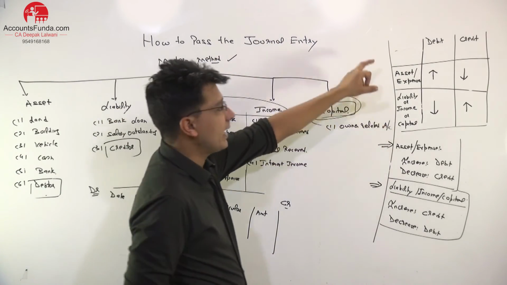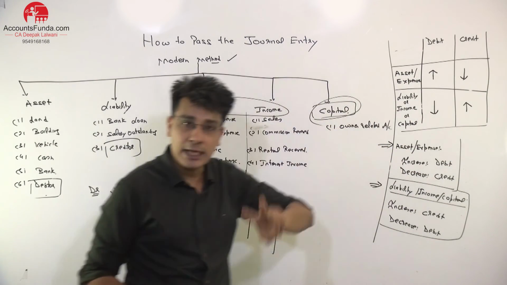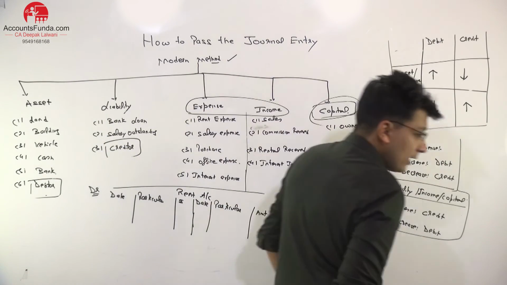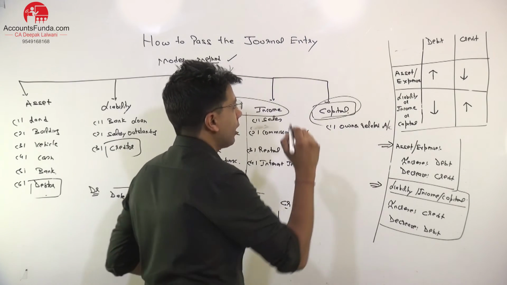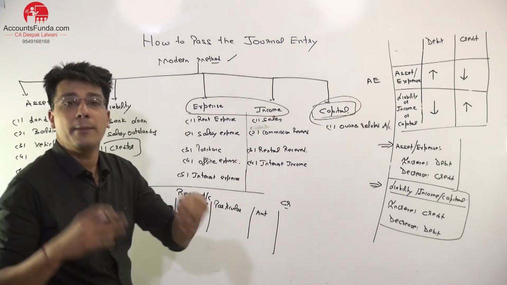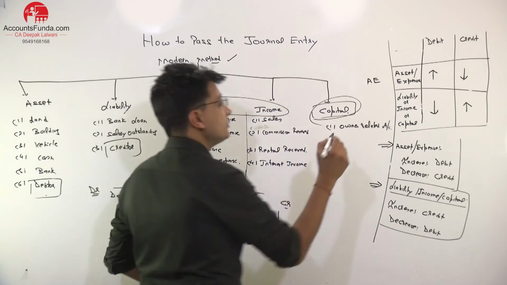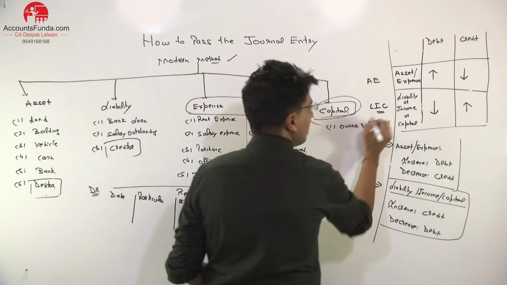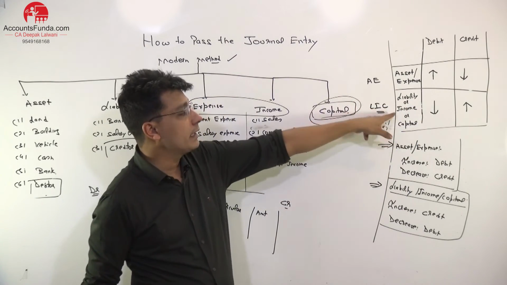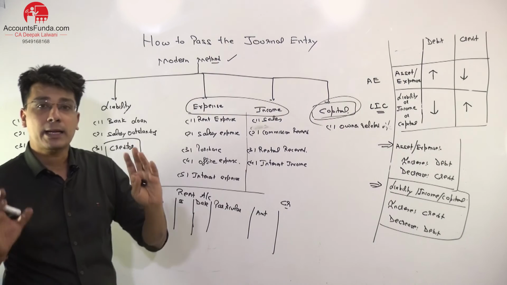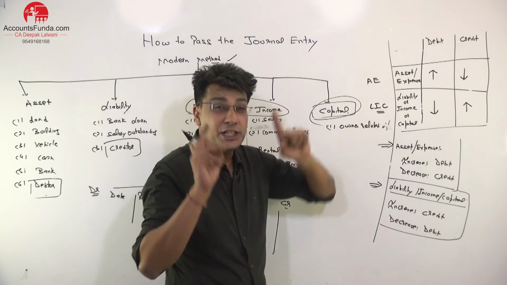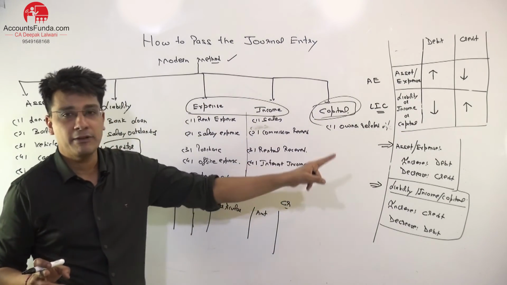Now I have already explained the rules of the modern method. Asset and expense have the same rule, and liability, income and capital have the same rule. If you need to remember this, I have one more option. Asset and expense, you can write AE, like American Express Bank, and this you can say LIC, Life Insurance Corporation: liability, income and capital. Income includes the profit part, and if the company incurs a loss, it is covered under expense. So asset and expense have the same rule, and liability, income and capital have the same rule.